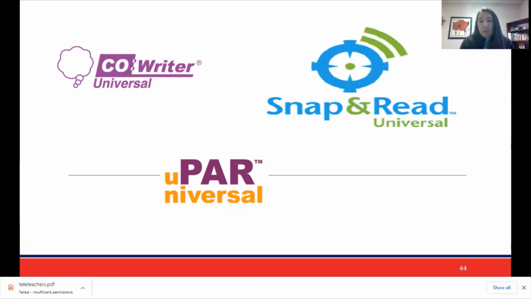Snap and Read Universal has a whole gamut of supports in that. So obviously it will read text to the student. It will read accessible text. It will also read inaccessible text by taking a little snippet of it, a picture of it, and it will read that as well. It does outlining tools. It can even do things like annotations and bibliographies for students who are doing research papers. It will help them organize those kinds of things. It will do the speech to text, the text to speech back and forth as well.